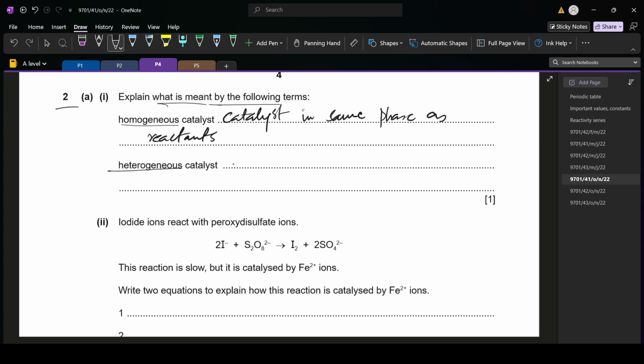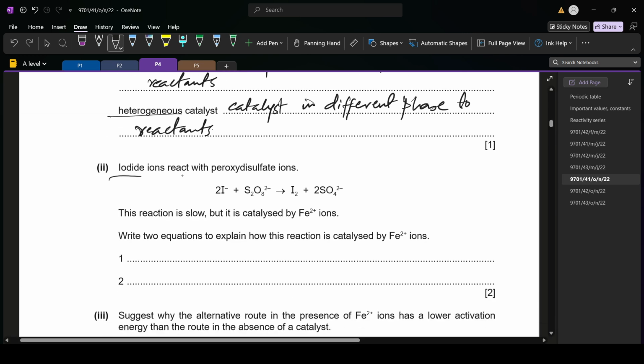Okay, and this heterogeneous catalyst is a catalyst in a different phase to the reactants. Okay, so these are the definitions of homogeneous and heterogeneous catalysts. You have to remember them.